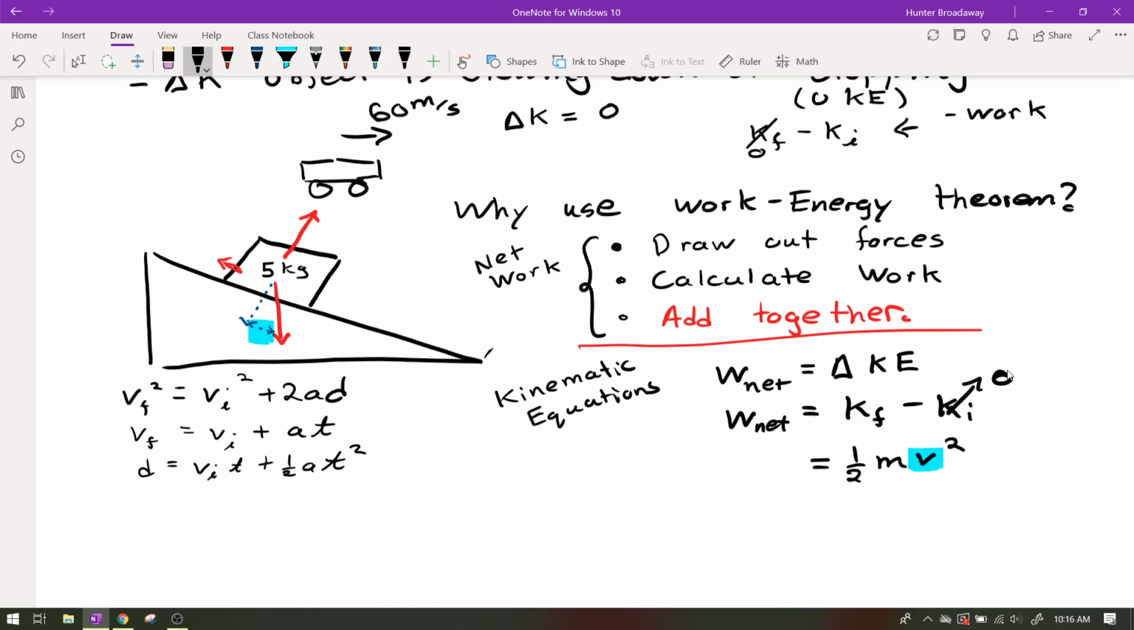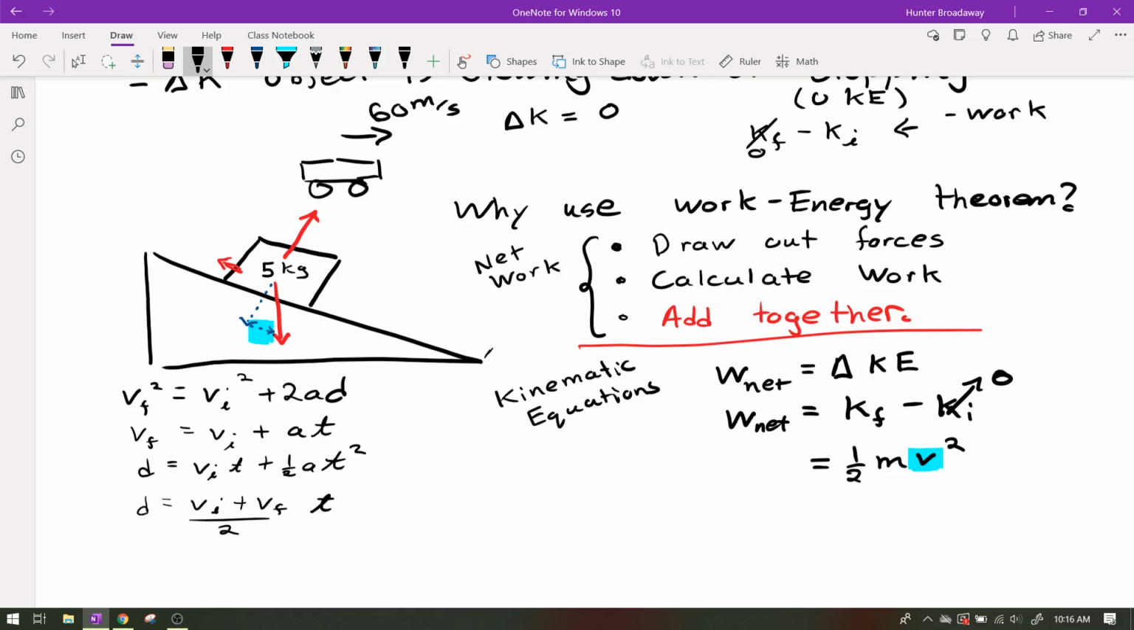We haven't used the forbidden equation. What was the forbidden equation? D equals vi plus vf, all divided by 2, times time. Okay, so here's the deal. If we're making this thing go down the ramp, time is probably the least likely thing that we're going to have.